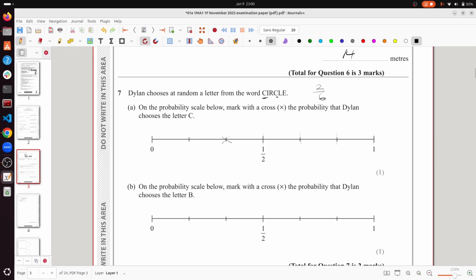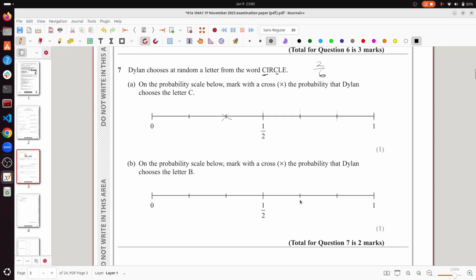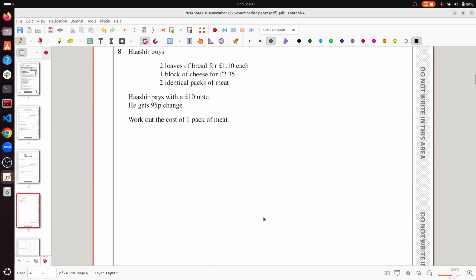Second part of it, on the probability scale, mark with a cross X the probability that the alien chooses the letter B. Oh, there's no B in that word, so that means the probability is 0 because there's no B at all. So it's 0 out of 6. There is no B in it. So those are my two. Now let's look at number 8.